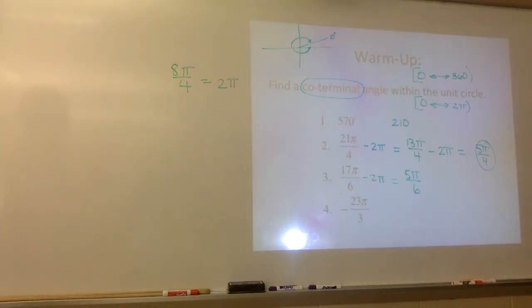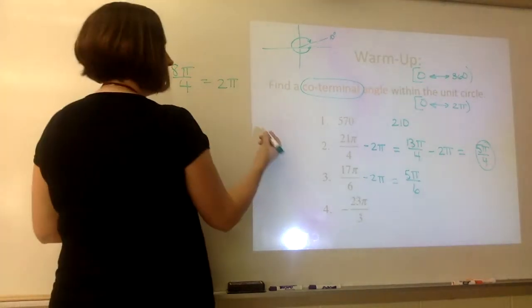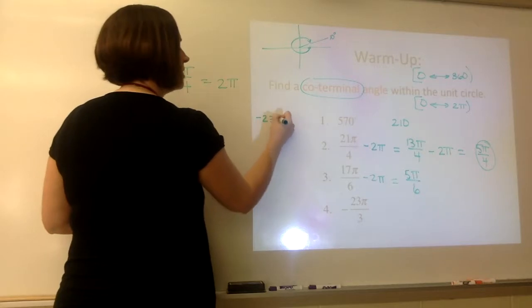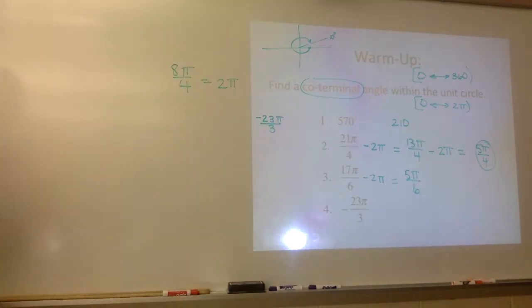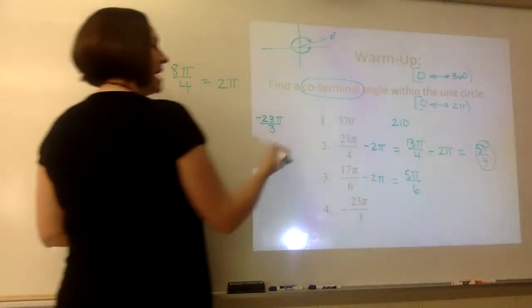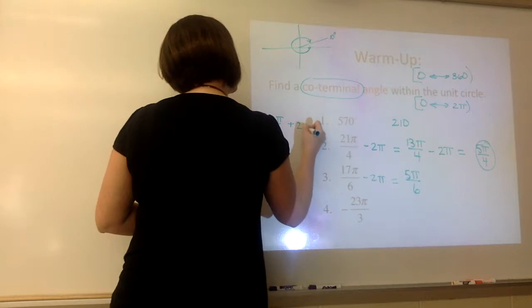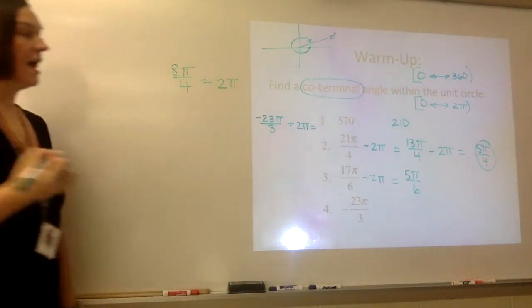All right, now the next one is tricky. Negative 23 pi over 3. Okay, so I'm going to write that one here. Negative 23 pi over 3. That means I'm going in the downward direction. So I'm still going to add. I'm not going to subtract. I'm going to add 2 pi. What does that give me? Add 2 pi.